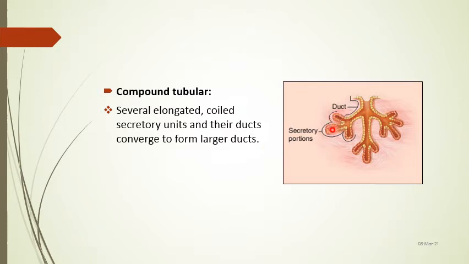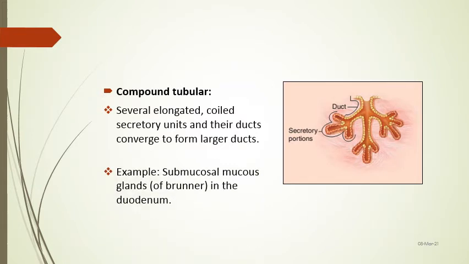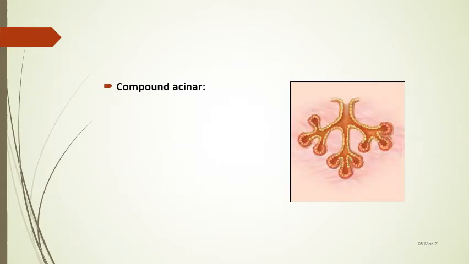The secretory portions are elongated and coiled, and they have their own ducts that finally converge, connect and open into larger ducts. Compound tubular. Okay. Example for this: submucosal mucus glands of Brunner in the duodenum, compound.